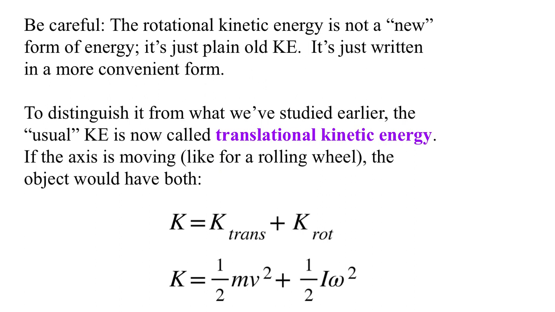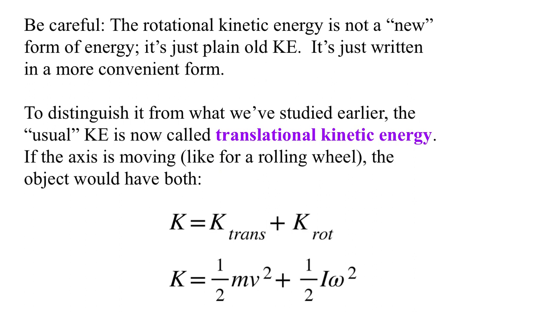Be careful with this. This rotational kinetic energy is not a new form of energy. It's just plain old kinetic energy. We've just written it in a more convenient form. Instead of tracking both particles, we've now just tracked their combined thing. For 2 things, it's probably not that helpful. For 3, it'd be better. But you can certainly imagine if talking about an actual object made of real atoms, we have 10 to the 23 or so of these things. It's much nicer to just take it as one number instead of the sum of 10 to the 23 of them.